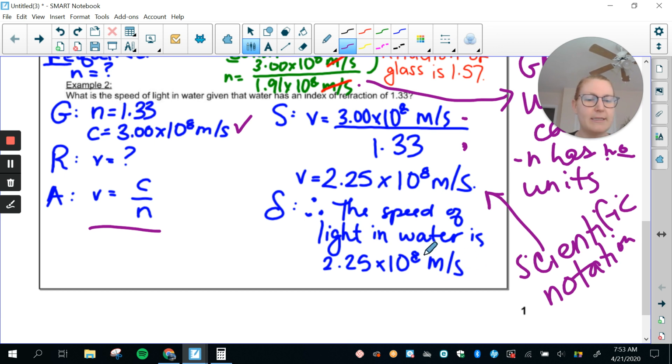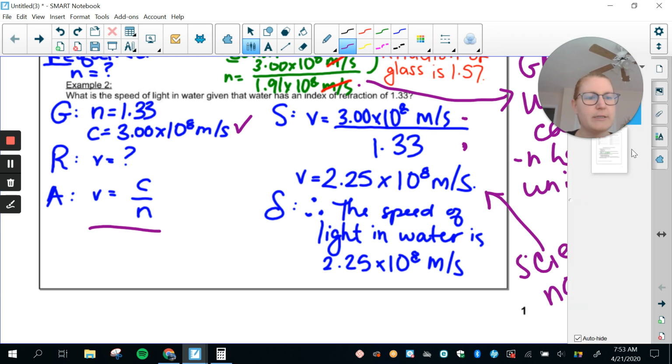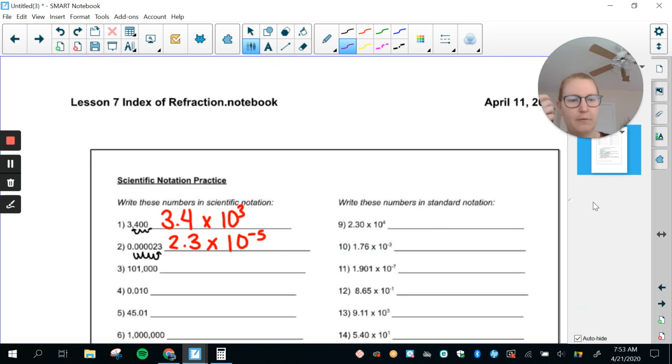Then the last one is just the statement. Again, I have my units here. I was left over with units up at the top. They didn't cancel out. On the next page, it's just a bit of practice for you guys. I filled in a couple of them, which are practicing with scientific notation.